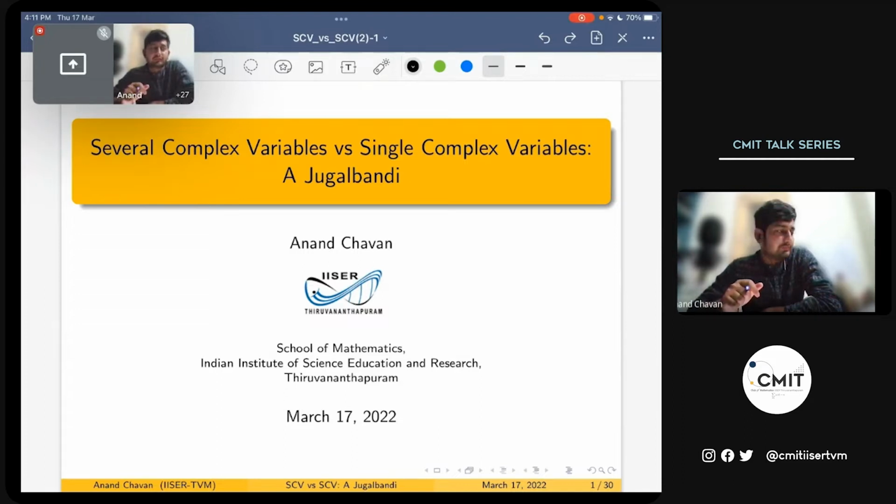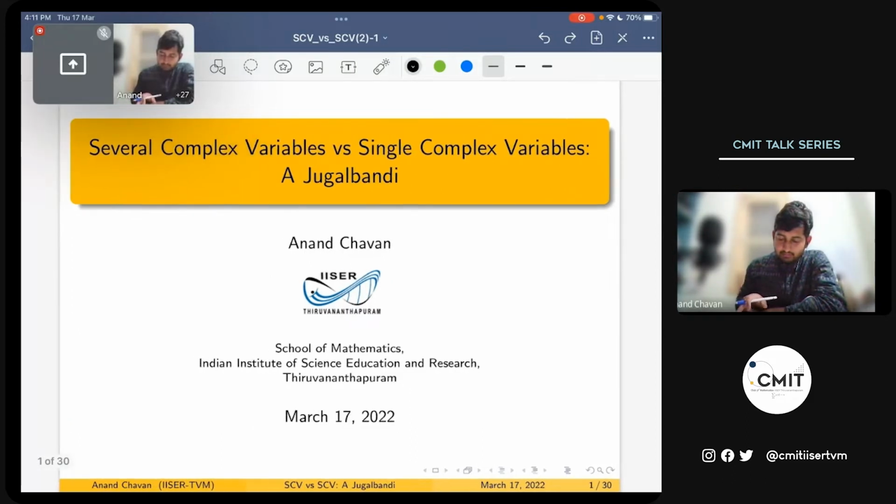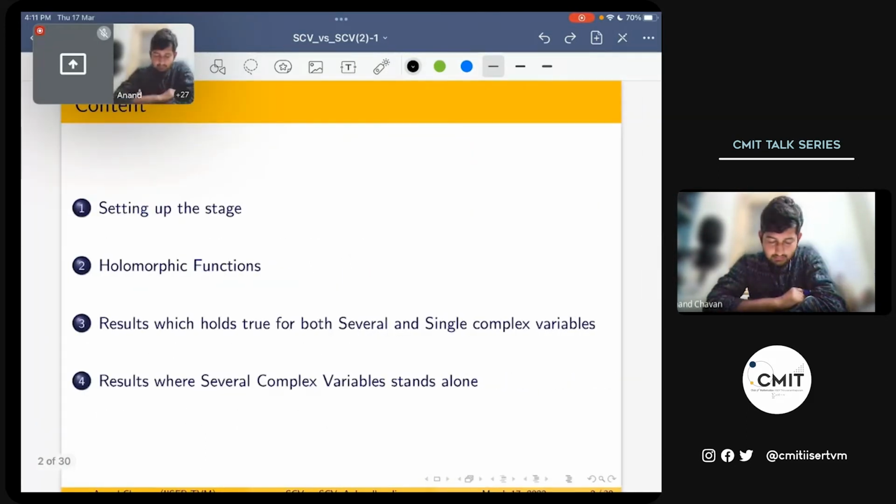presentation today. Before getting into further details, let me briefly tell you what we are going to discuss in today's presentation. So first we'll set up the stage for stating the results for both the topics, and then we'll move on to holomorphic functions.